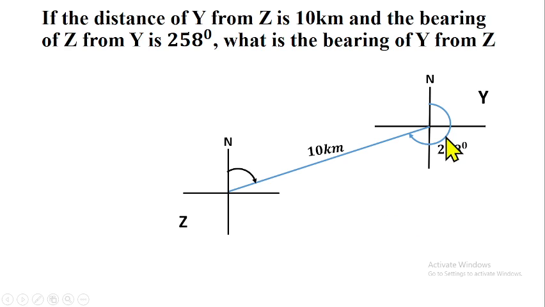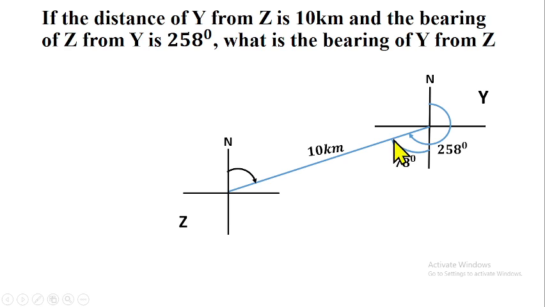Another way of getting it is that from here to here is 180, and from here to here is 258. If I remove 180 from 258, that will give me from here to here. And that should give us 78 degrees. From the north to the south is 180, and from the north down to this place is 258 as we have been given. I'm looking for the angle that is here. If I remove 180 from 258, that will give me 78, which is from here to here.